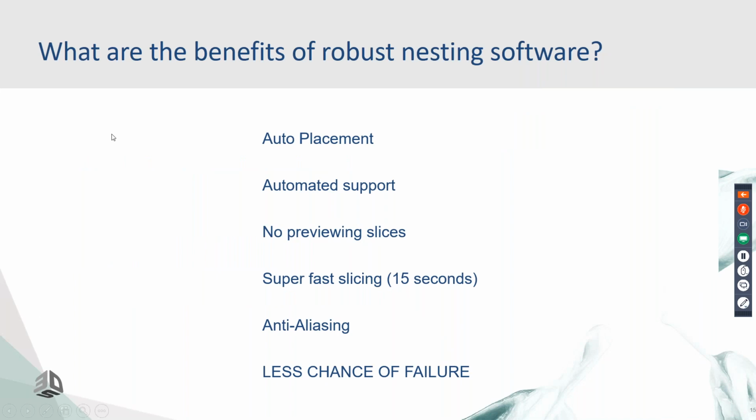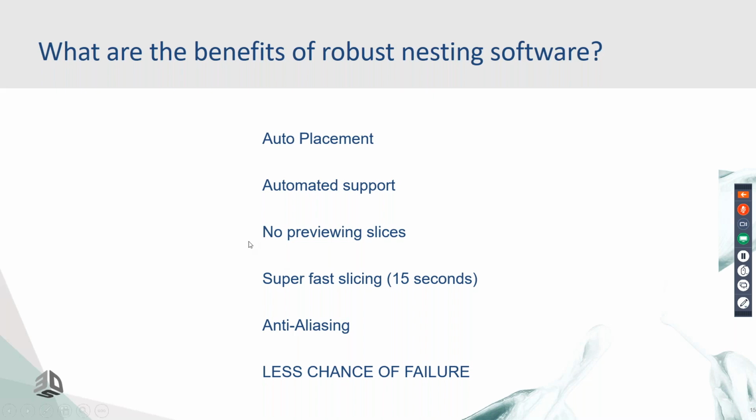And also, one of the benefits of robust nesting software is that you get your auto placement, auto support. And when I say auto support, it doesn't mean the same type of support for every material. It means we worked on the smallest support tips possible for every single material. And we've just added a new one for surgical guide, which I will show you at the end when I show you these new features. But we make the support tips as small as possible for every single material, and as few as possible.